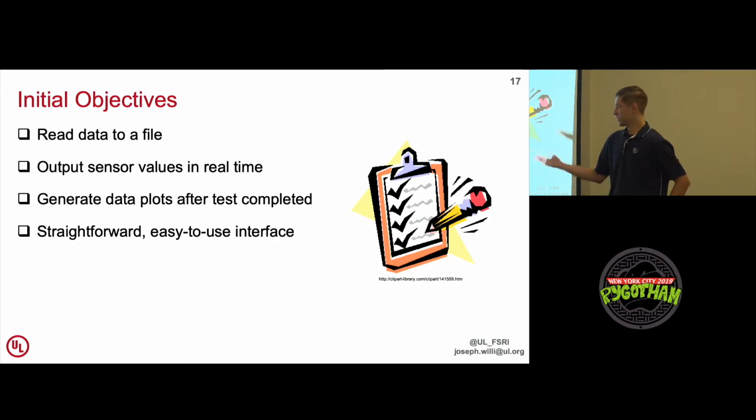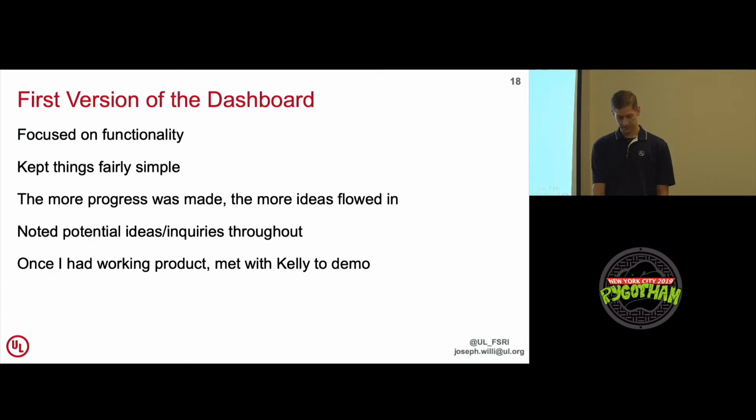And so this is the list we came up with, kept it pretty simple. Essentially, we want to be able to read the data to a file, output the values in real time, and then generate the data plots after the test so they can be looked at afterwards. And all of this on a straightforward and easy to use product. So the first version, like I said, we kept things pretty simple, focused on functionality.